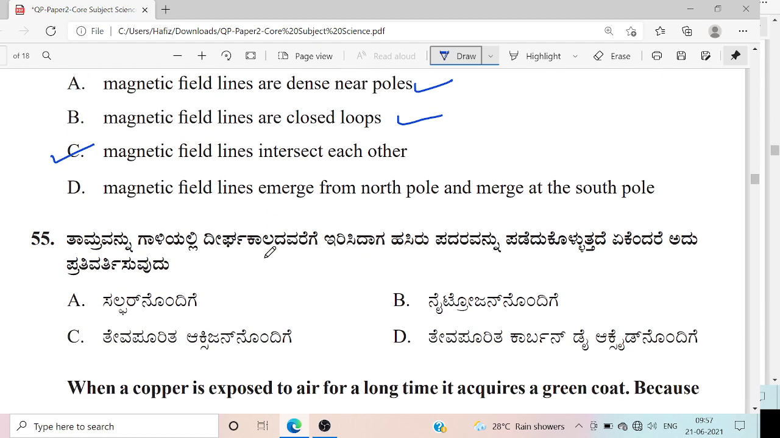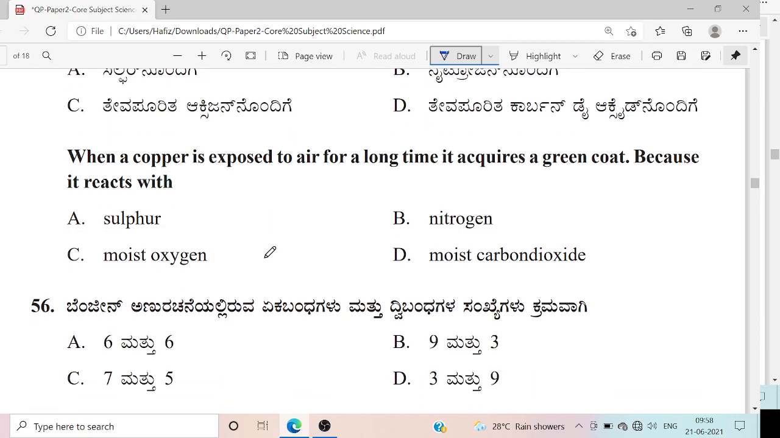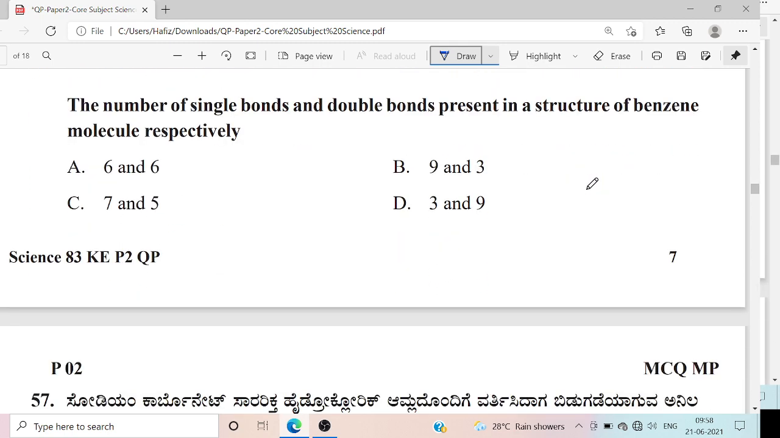The next question: when copper is exposed to air for a longer time, it acquires a green coat. Copper, when exposed to the air, develops a green coat, and that green coat is due to its reaction with moist carbon dioxide. The green coat is of copper carbonate. Okay, the next question is on your screen. The number of single bonds and double bonds present in the structure of the benzene molecule, respectively.